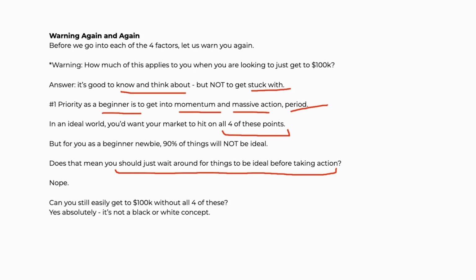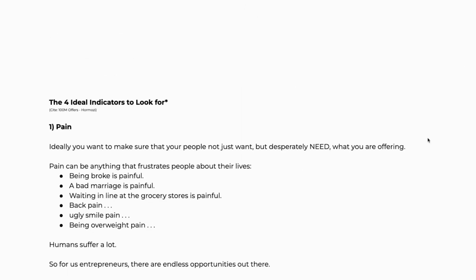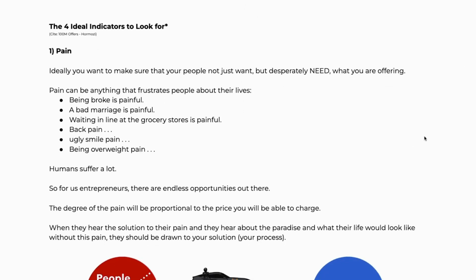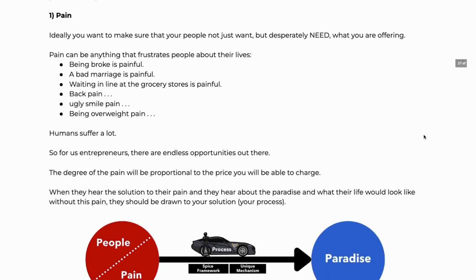Now, having said that, and with that massive warning, I told you I was going to beat the dead horse over and over again when it came to the warning. Let's go ahead and talk about the four indicators that are going to be helpful for you when you're going through this entire process, okay? Number one is pain. Okay.